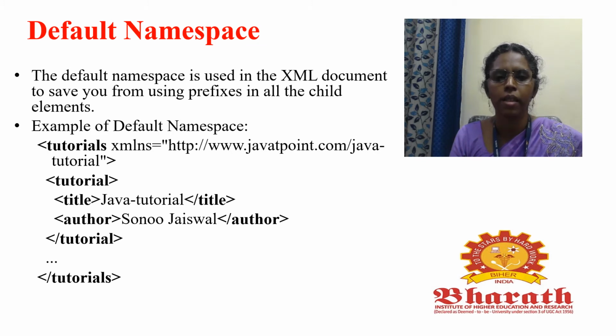Here we are not assigning this URL to any other value, so it will take only the default namespace. So directly we can use the element name, no need to prefix the namespace. Here tutorials is the element name. Within that I have one root element tutorial, then title, author. Then if you want to create any number of tutorials, we can create them within that tutorials tag. So this is the default namespace.